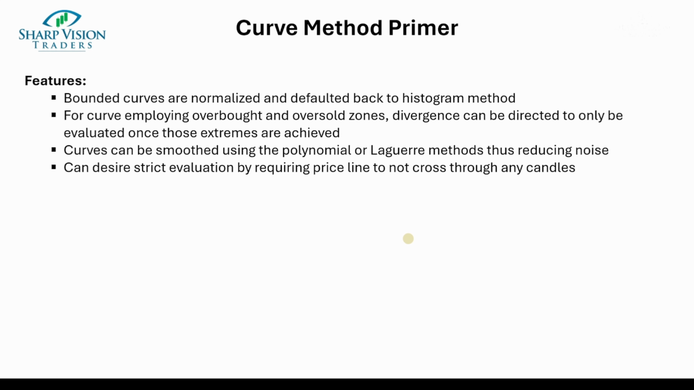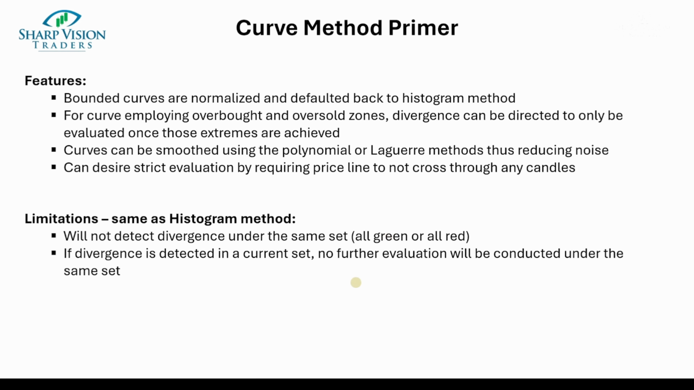The features of the curve method are similar to the histogram method. The only outlier is the ability to only evaluate divergence if extremes such as overbought or oversold are reached. Limitations are also similar to the histogram method. Now, we will move to demonstrating functionality. Please remember that the outlined examples will be applicable to all indicators that come with the divergence detection feature.